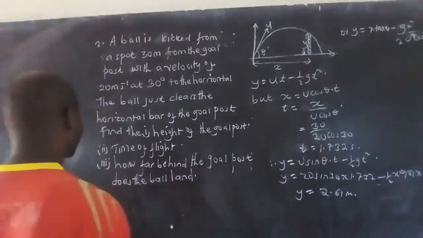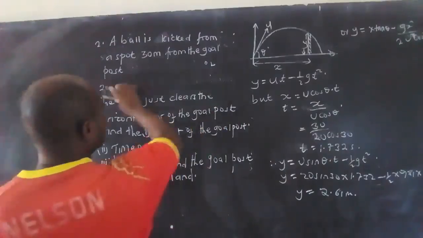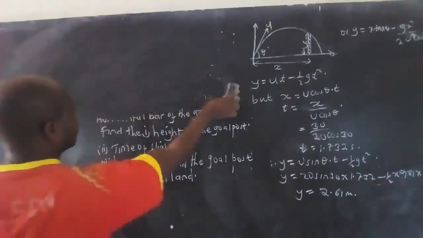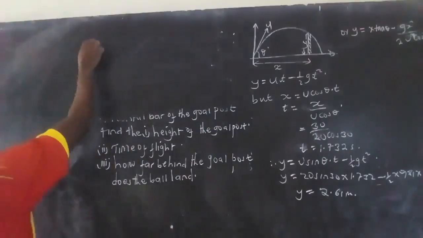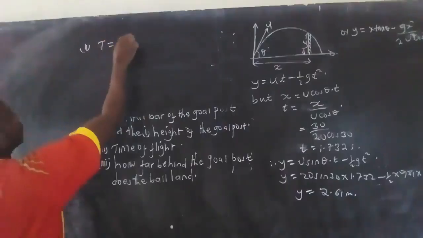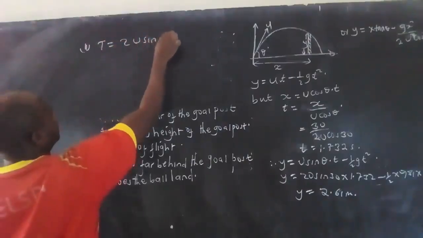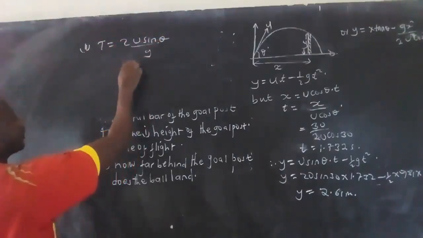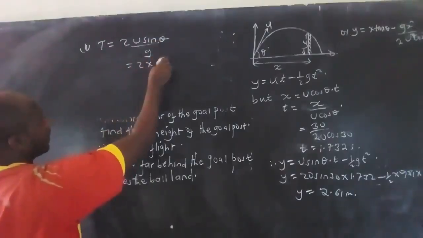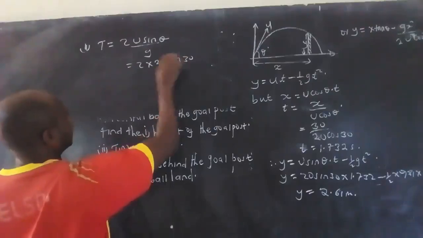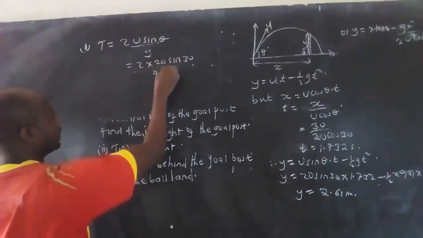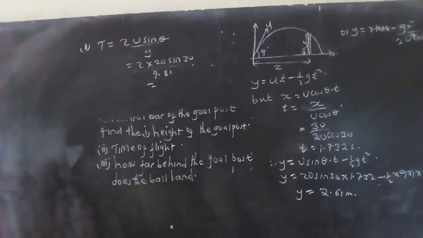Now next is time of flight. Our time of flight t is equal to 2u sin theta divided by g, which is 2 times our u, which we said is 20, sine of 30, divided by 9.81. So what is our time of flight? 2.04.